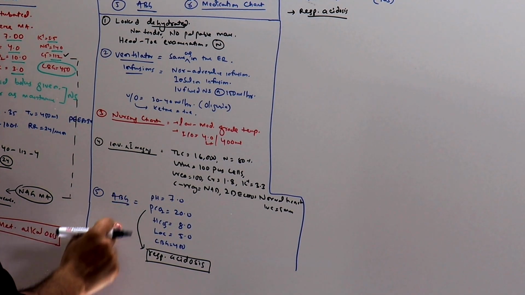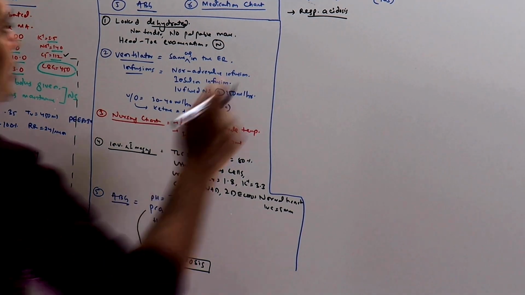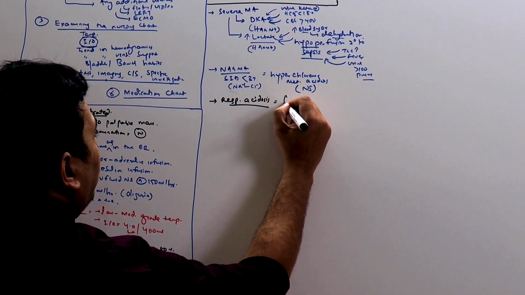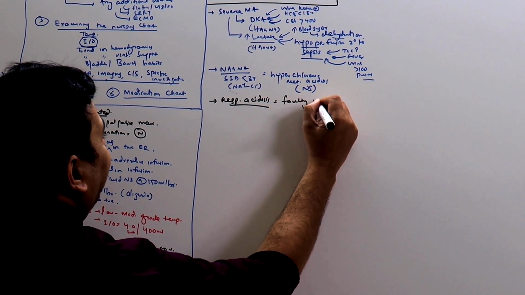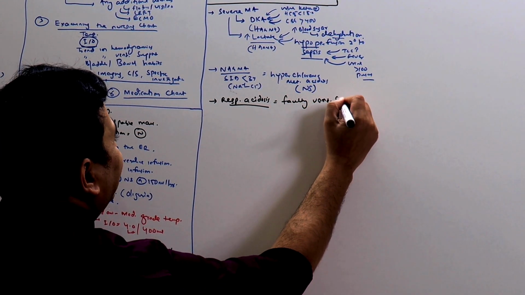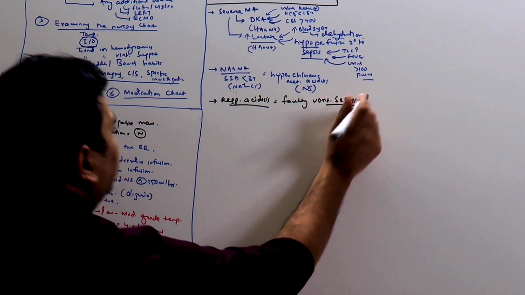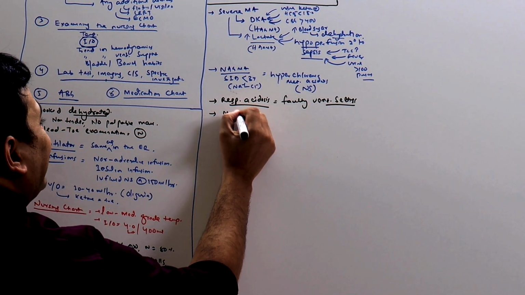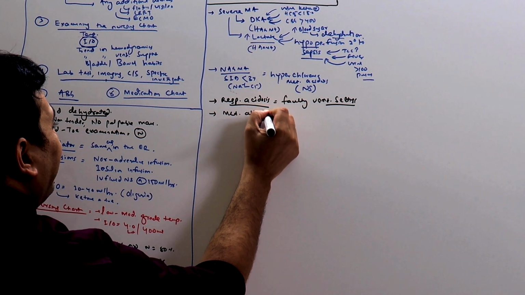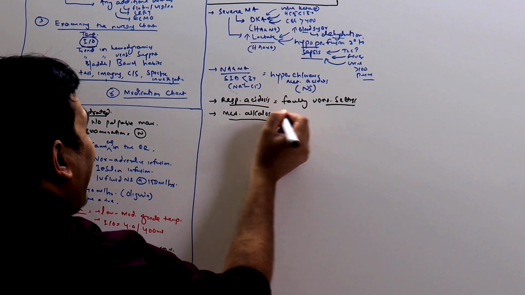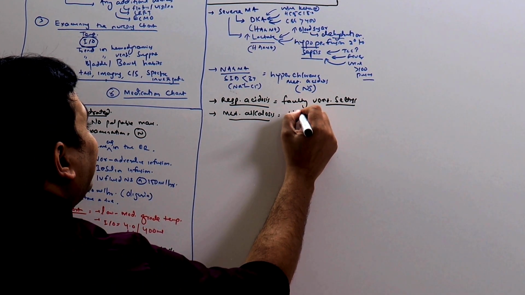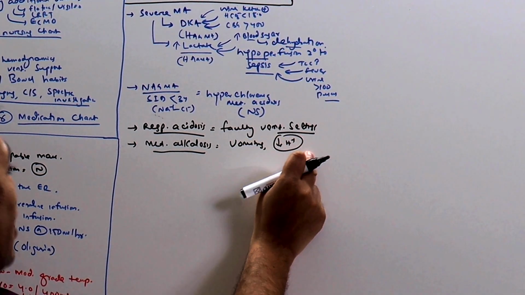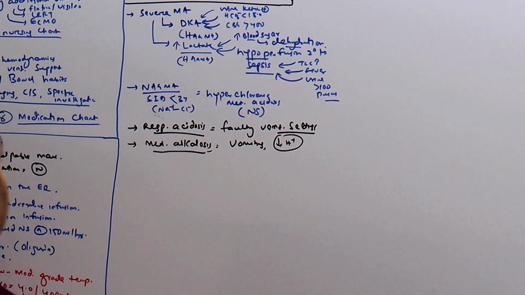This kind of patient, they require a high minute ventilation. So, this is due to faulty ventilator setting, right? And also patient is having metabolic alkalosis from delta gap, and this is due to vomiting. The vomiting has caused acid loss, causing metabolic alkalosis, right?